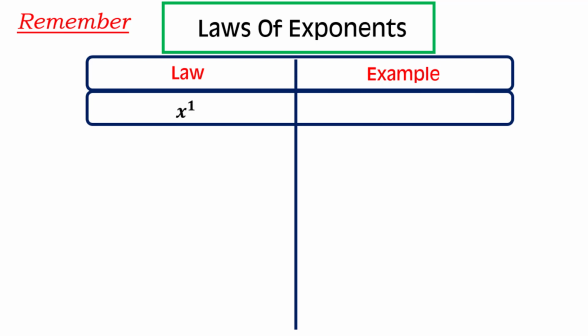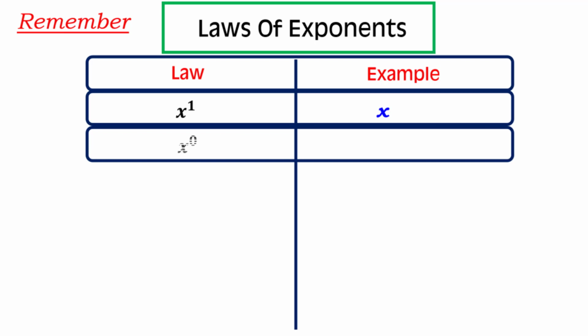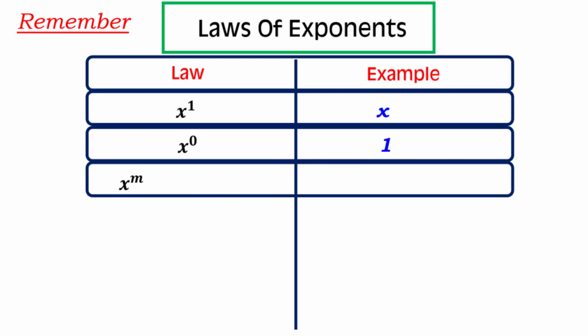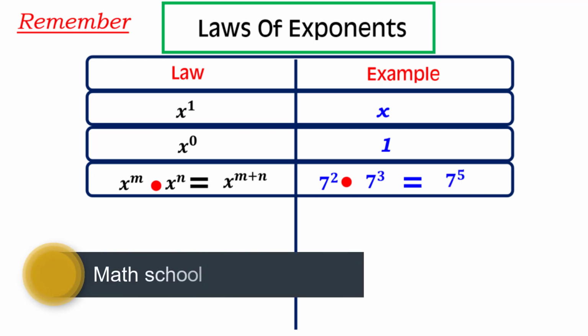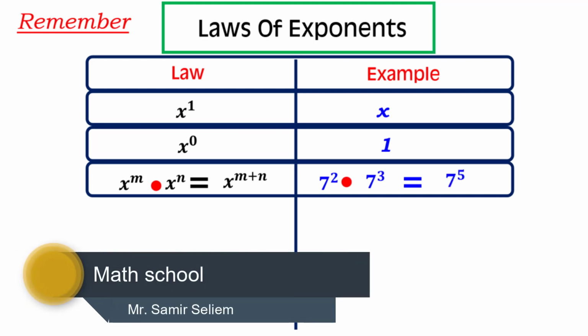The first law: x raised to the power 1 equals x. Second, if we have a zero power, it will be 1. And the multiplication rule: x raised to the power m times x raised to the power n equals x raised to the power m plus n. For example, 7 squared times 7 cubed equals 7 raised to the power 5, since 2 plus 3 equals 5.